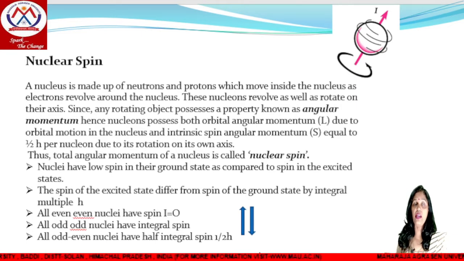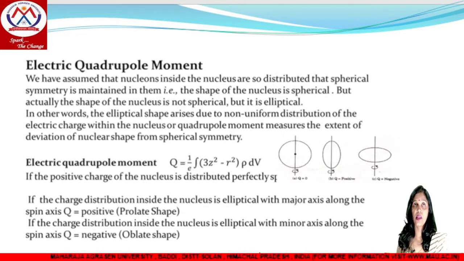Nuclei have low spin in their ground state as compared to spin in the excited states. Spin of the excited state differs from spin of the ground state by integral multiple of h. All even-even nuclei have spin 0. All odd-odd nuclei have integral spin. All odd-even nuclei have half integral spin, 1/2 h.